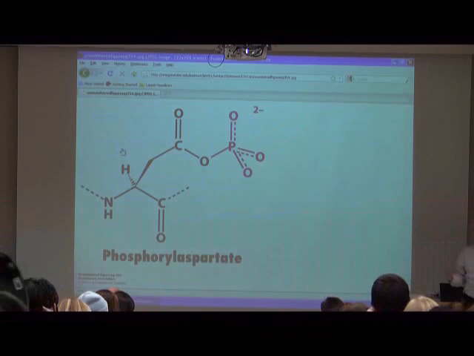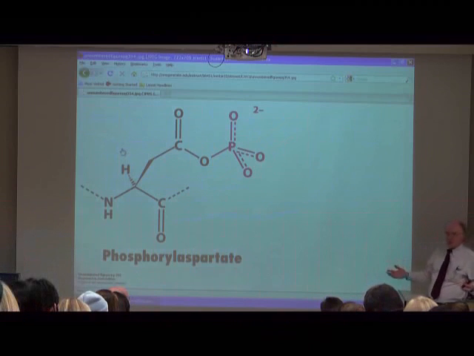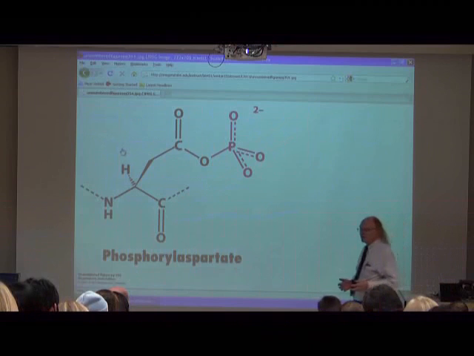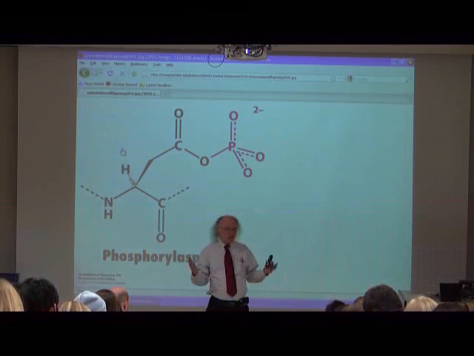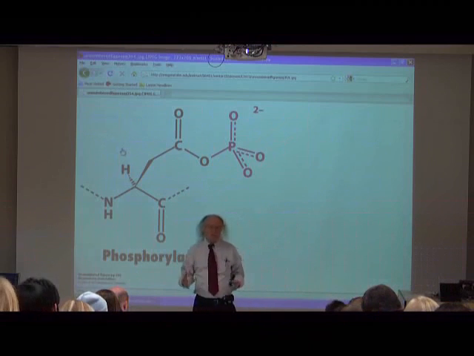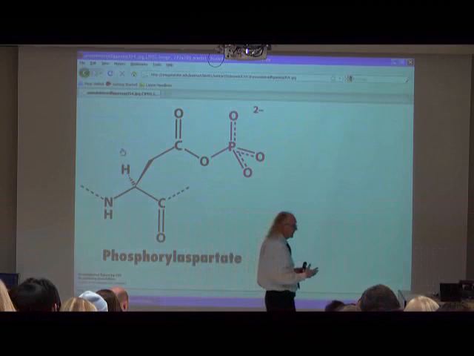Not all of them require ATP. There's other sources of energy besides ATP in the cell. All that it requires is an energy source for active transport. But what I'm going to be talking about mostly are things that use ATP.